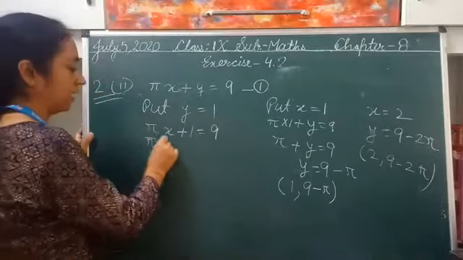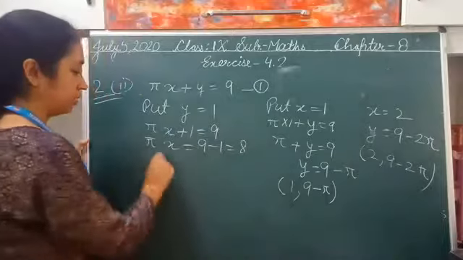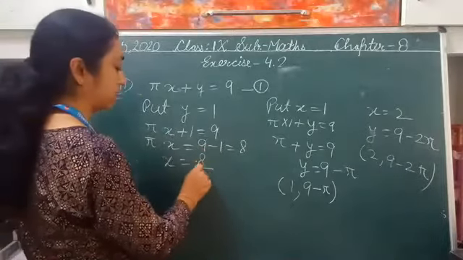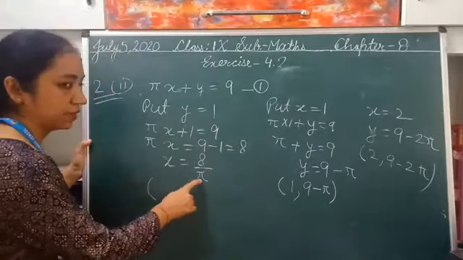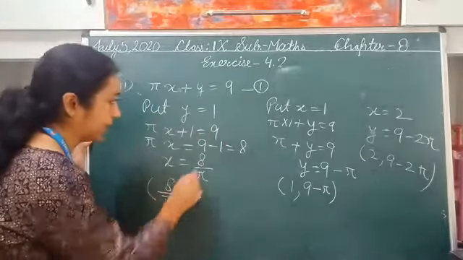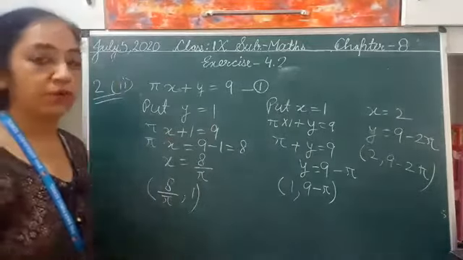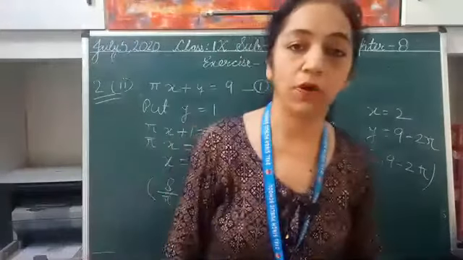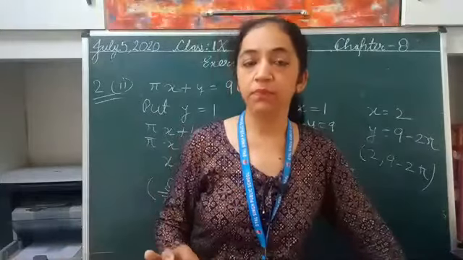So pi x is equal to 9 minus 1, that is 8. So you will get x is equal to 8 upon pi. Means the solution has abscissa 8 upon pi and ordinate 1, right? Here you must see that we are not putting the value of pi as 22 upon 7, right? You can do the question as it is without putting the value, right?